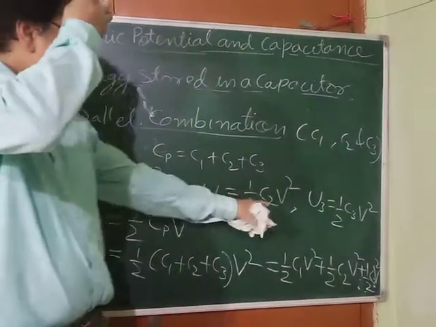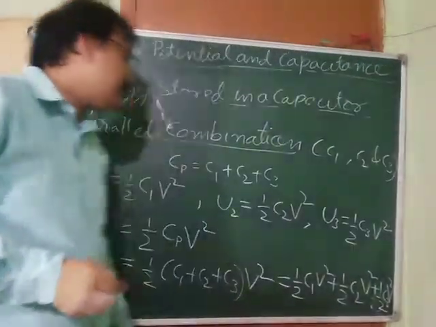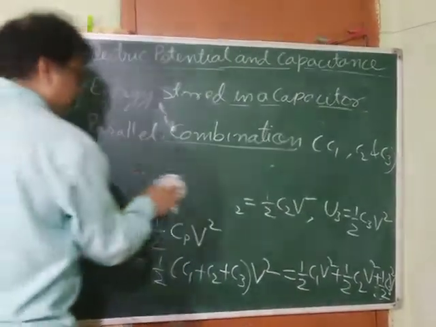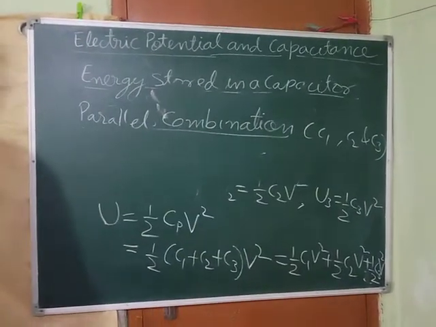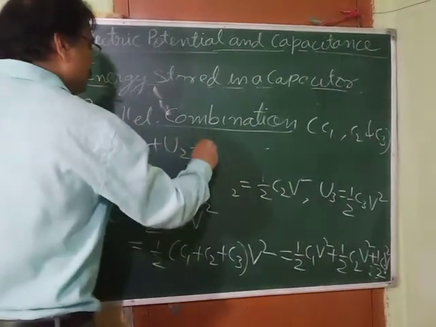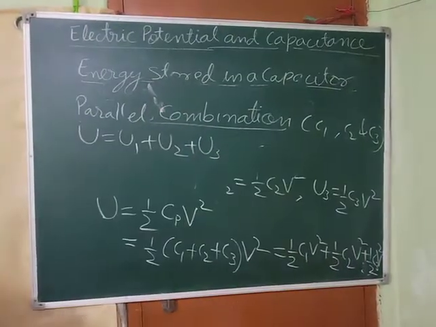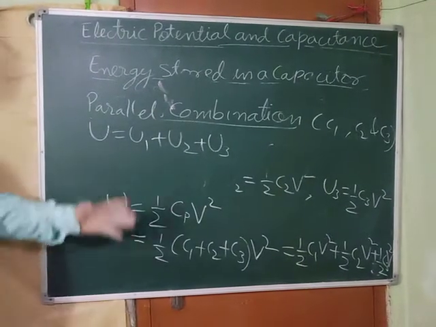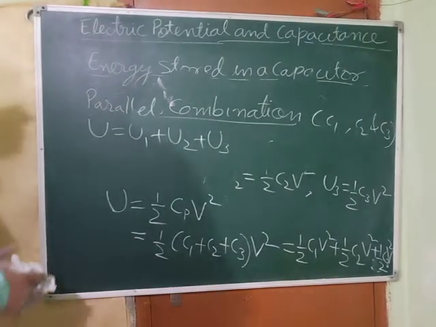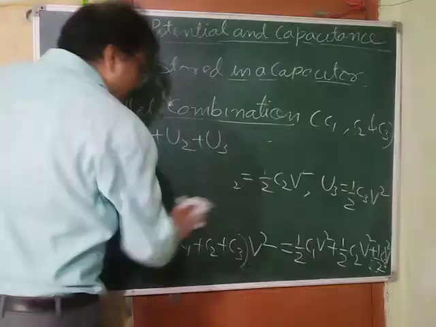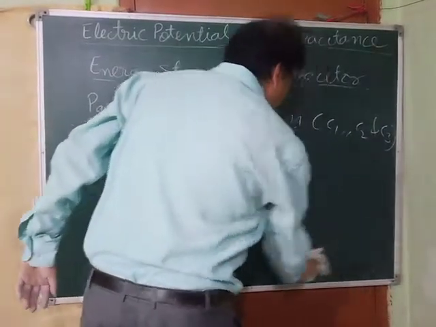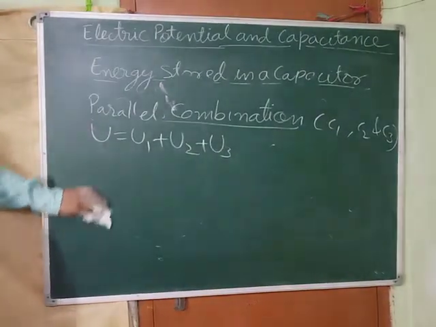What is half C3 V square? This is U3. So for the parallel combination, we can write U is equal to U1 plus U2 plus U3. So whether it is series combination or parallel combination, if you want the total potential energy, you are supposed to add the potential energies of the individual capacitors. Clear? So now you don't have any confusion in calculating the total potential energy in the case of series or parallel combination.